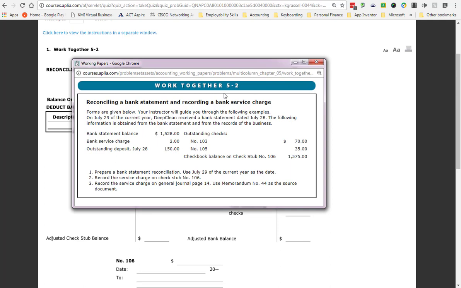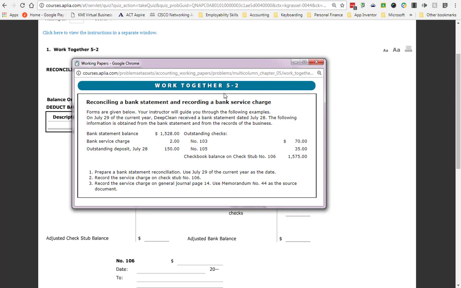Now, here's the thing. The bank statement is dated the 28th. What date are we going to be doing the reconciliation? On the 29th. A lot of students choose the wrong date, and then they will get a point off because that is going to be incorrect.